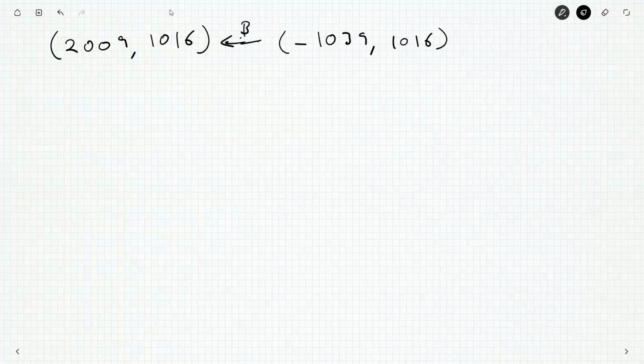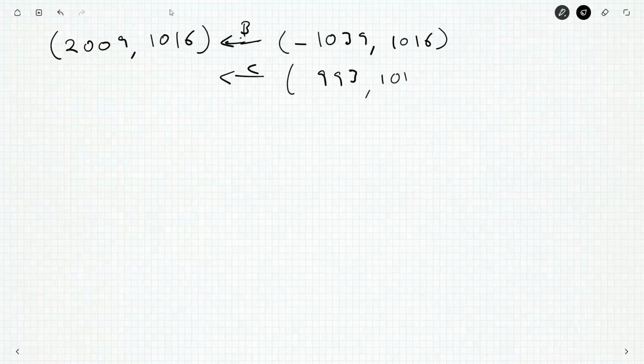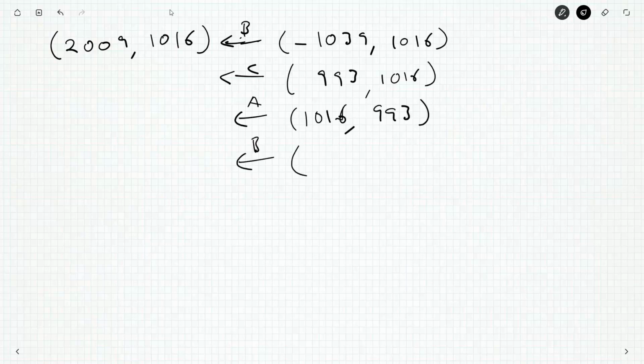Call this B. So then I'll reverse C, and that'll be adding on 2 copies of 1016. So I'll get 993, 1016. And now look at that, my numbers are smaller. So I'm going to swap the order here. And now I'm going to undo machine B a bit.